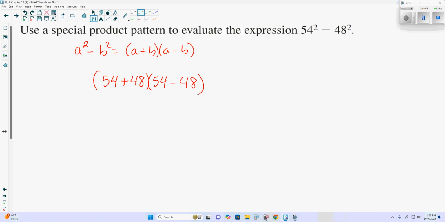These are the same. And the first thing we can do is add 54 and 48. 54 plus 48, 102. 54 minus 48 is 6. And then we just have to multiply these together. Questions on this here? Are you ready for the next one?